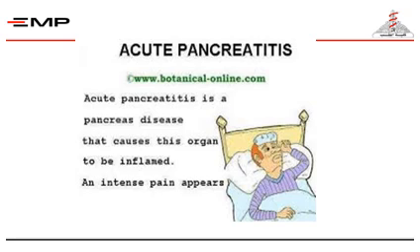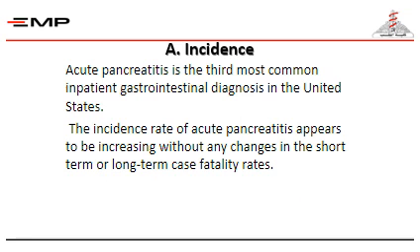Acute pancreatitis is an acute inflammatory disorder that involves the pancreas and peripancreatic tissue but can sometimes affect other organ systems. It is the third most common inpatient gastrointestinal diagnosis in the United States. The incidence rate of acute pancreatitis appears to be increasing without any change in the short-term or long-term case fatality rate.